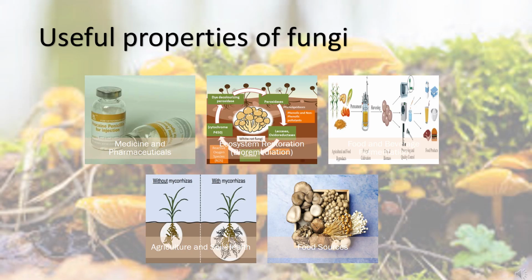Mycorrhizal fungi form symbiotic relationships with plant roots. They extend the root network to absorb water and vital nutrients, like phosphorus, while the plant provides carbon in return. Entomopathogenic fungi also act as natural, eco-friendly pesticides, controlling crop pests without toxic chemicals.